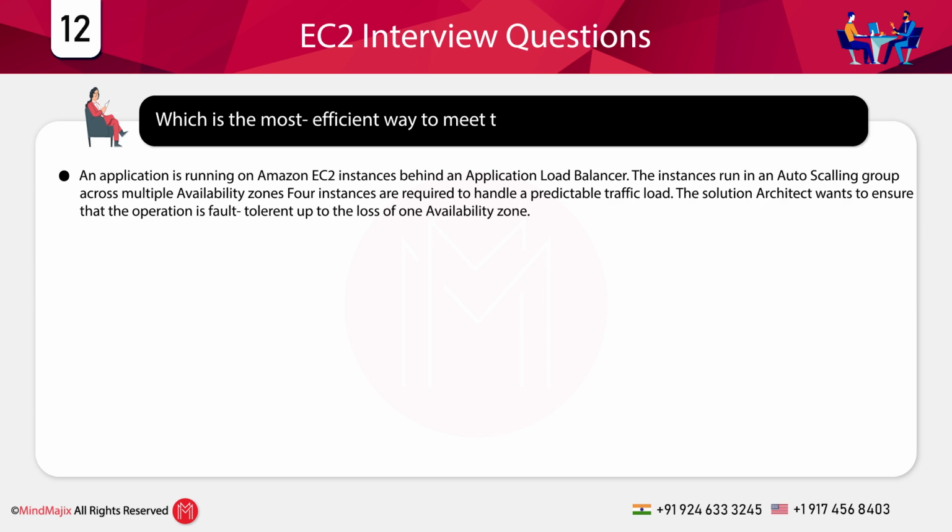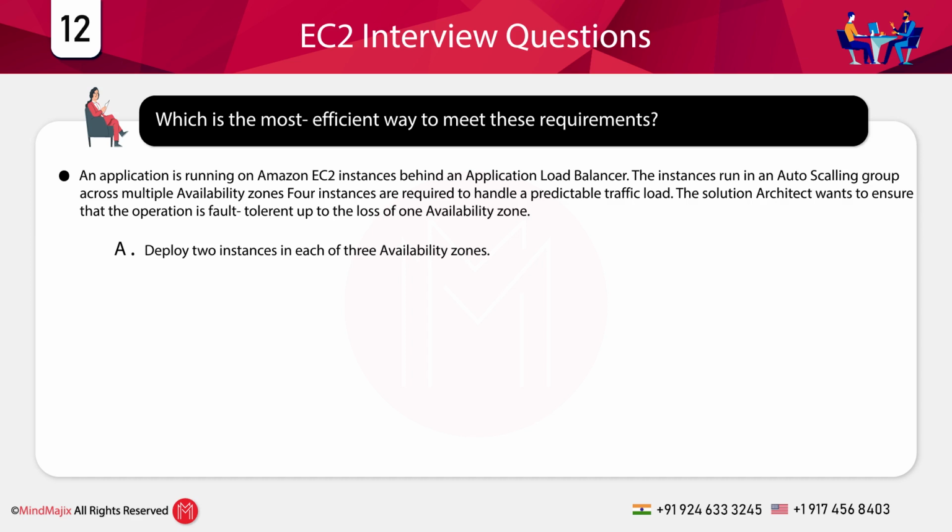Which is the most cost efficient? Here we have to think about the cost. So 4 instances should always be running, and we have to consider that if one availability zone fails, then also 4 should be running. So which one should I choose? Deploy 2 EC2 instances in each of the 3 availability zones. 2 plus 2 plus 2, total 6. If any availability zone fails, the total will again be 4. So this is meeting my requirement. My first option is the only one meeting my requirement, so the answer is A.